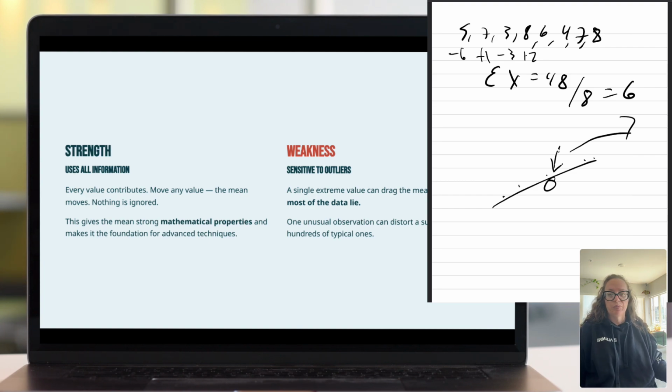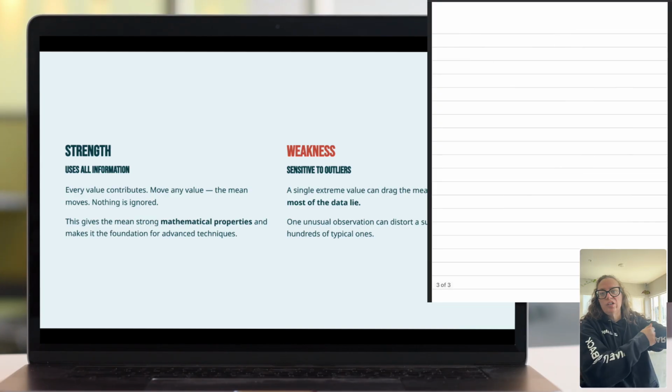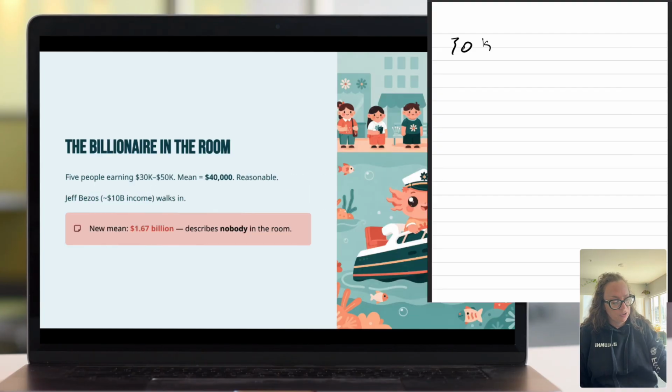Let me give you an example that'll make this vivid. A classic example is the billionaire in the room. So imagine you've got 5 people in a room with annual incomes of like 30,000. You've got somebody else with 35,000, 45,000, and a 5th guy with 50,000. So what's the mean income?